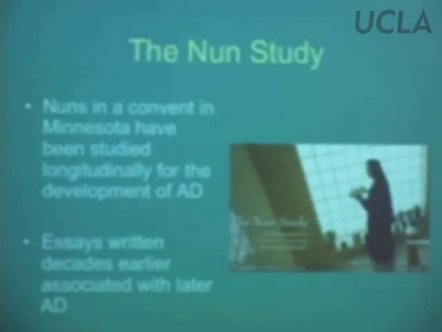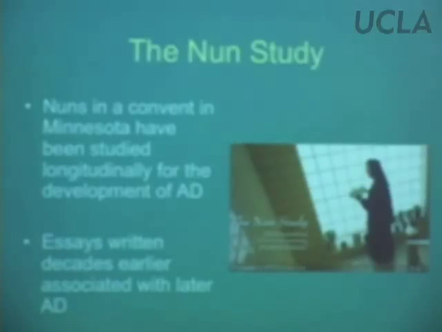So it was a large group of women that were studied longitudinally. And, of course, when you have a large group of elderly people, some fraction of them developed Alzheimer's disease. And interestingly, if you went back and looked at essays that these women wrote when they were very young, say when they were entering the convent, when they were 18, 19 years old, they had to write an essay about why they wanted to become a nun.